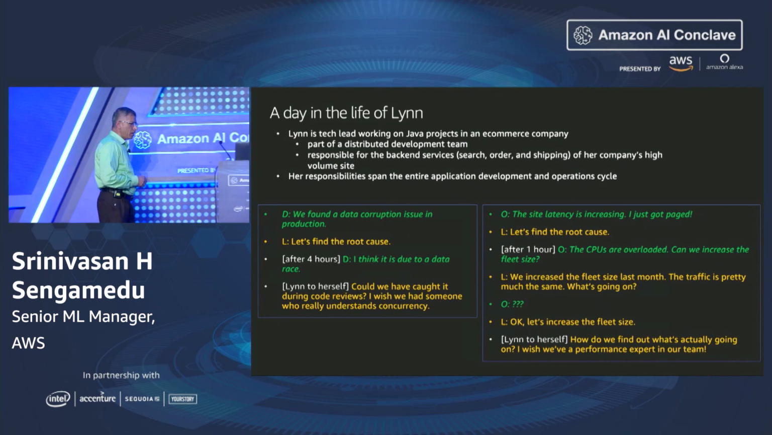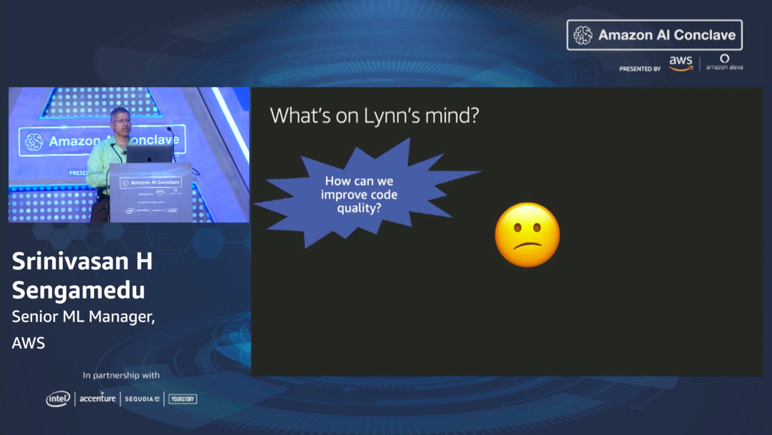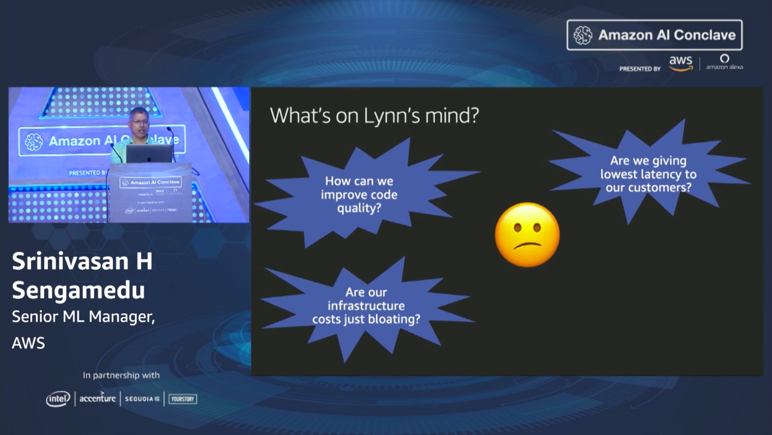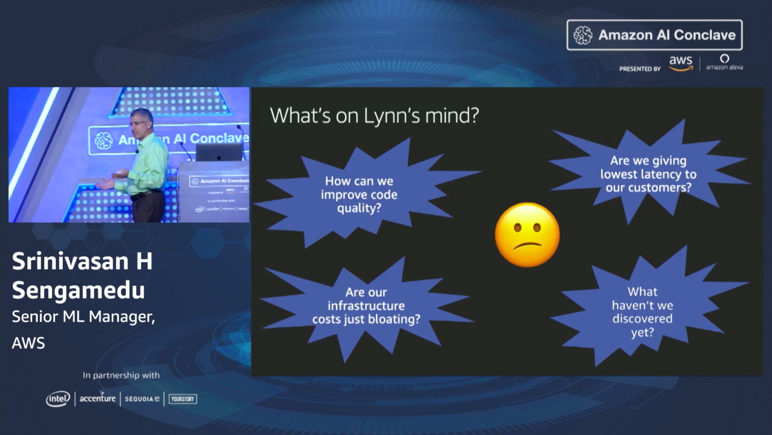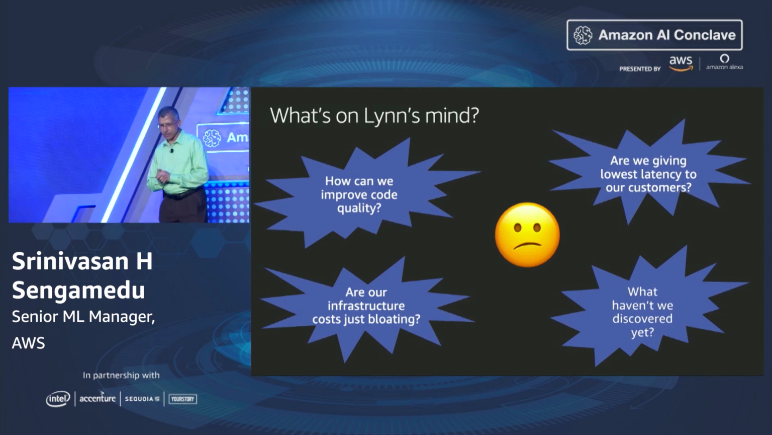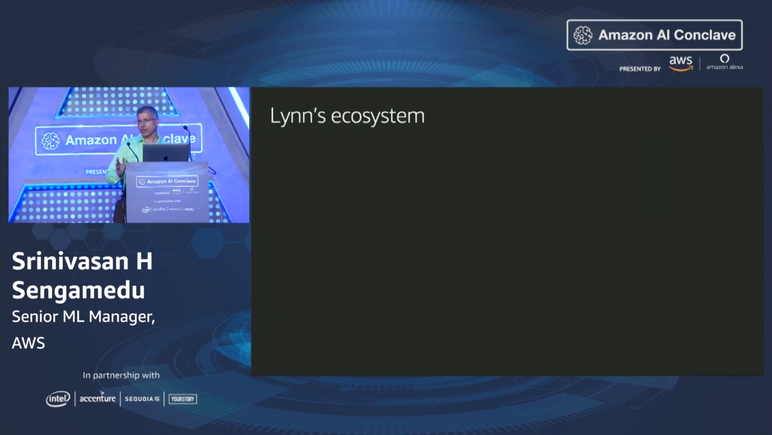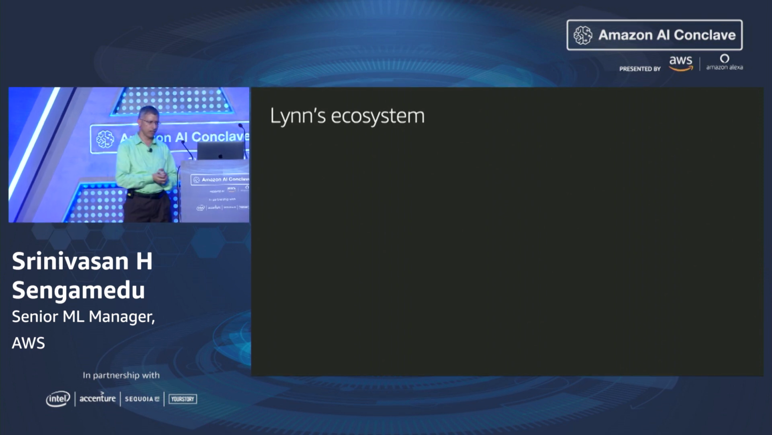This is what Lynn is left with. The first question is, how can I improve the code quality, and are we giving the lowest latency to our customers, or are our infrastructure costs just bloating? And more importantly, what is out there that we haven't discovered yet? This is really scary.